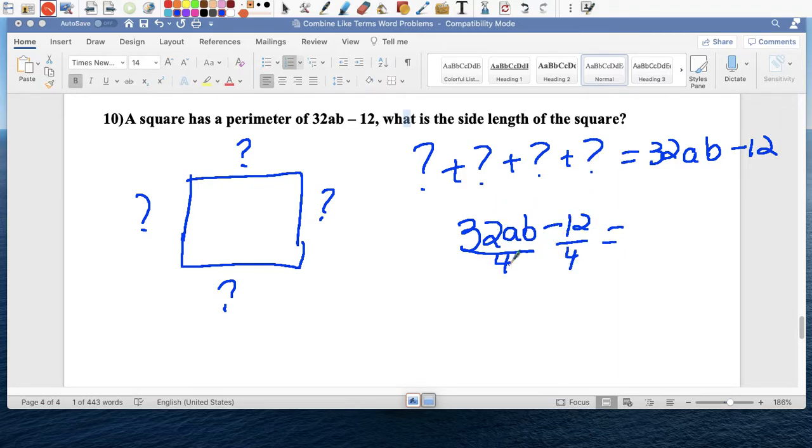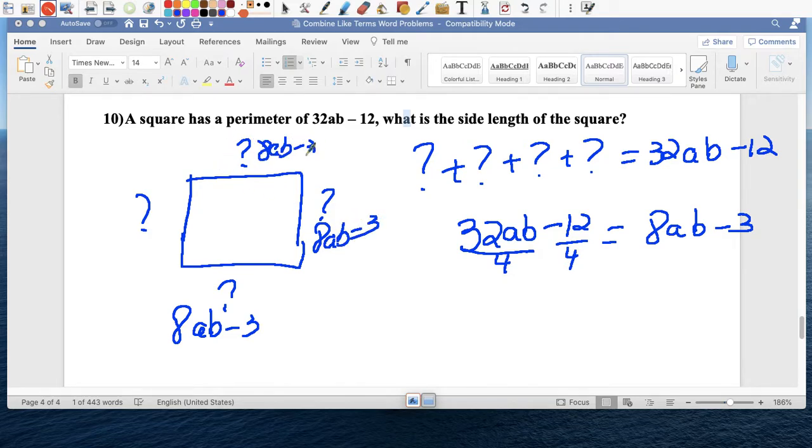So here it's 32 divided by 4, which is 8AB. Don't forget the AB. Minus, and what's 12 divided by 4? 3. So this side is 8AB minus 3. This one is 8AB minus 3. This one is 8AB minus 3. And this one is 8AB minus 3.